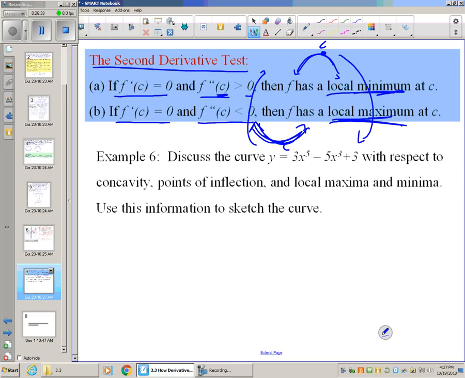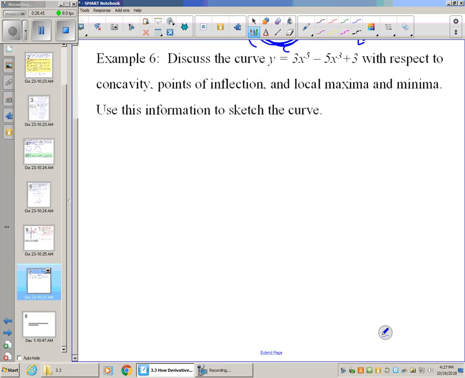Okay, this prevents us from having to do the number line with the first derivative test. Okay, so let's look at this example.